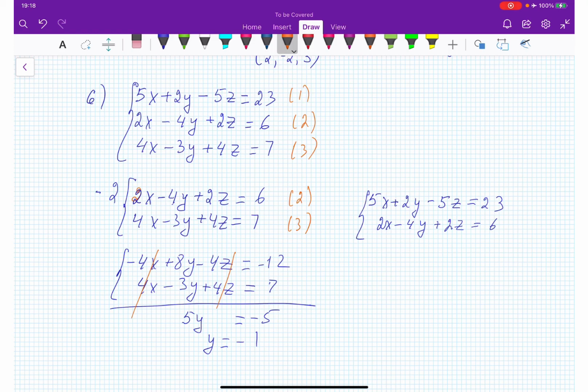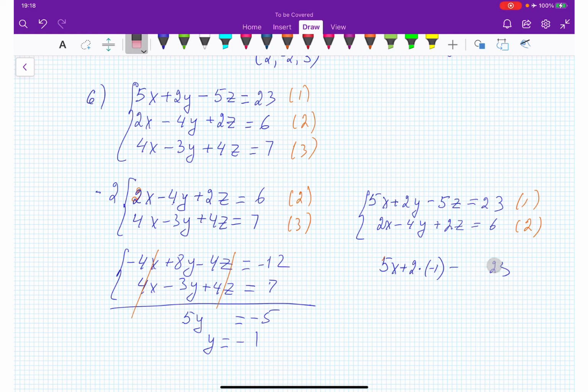Now, what I would suggest, this is 1 and this is 2. Since we already have y is equal to negative 1, I would suggest to get rid of y up front, which means plug in the value of y and we will end up with a system of equations with two variables only. So what do I mean? It's 5x plus 2 times negative 1 minus 5z equals 23.